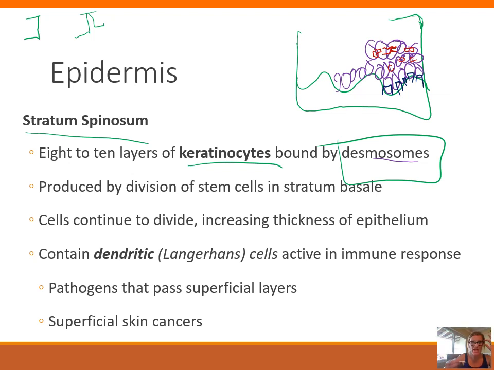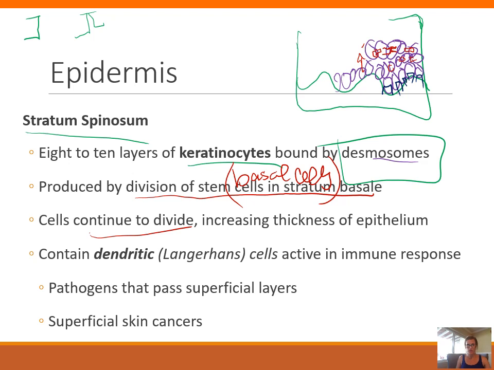These cells of the stratum spinosum are produced by the division of the stem cells in the stratum basale, right? Which, remember, were the basal cells. So the basal cells in the stratum basale divide and they push the cells up, and that creates the stratum spinosum. Now, the cells in the stratum spinosum can still divide. Okay, so they're still living, functioning cells, and they still have the ability to divide. Now, this is important because this continues to increase the thickness of the skin. Make sure that we have plenty of cells in there.